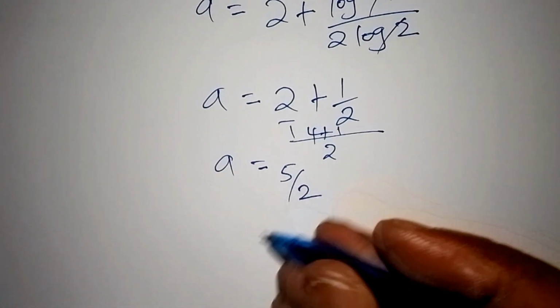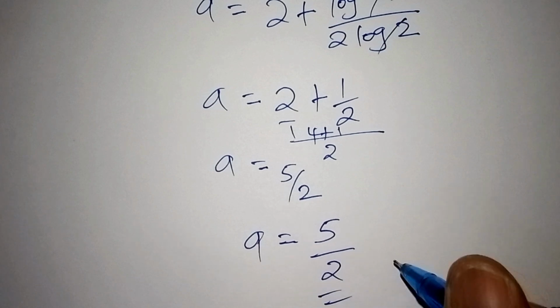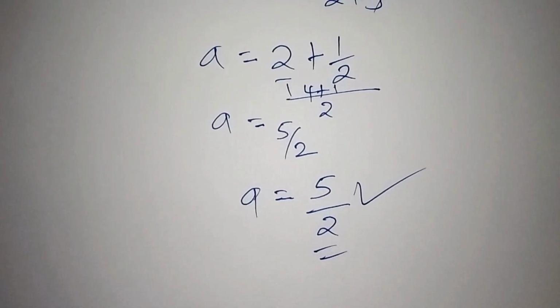So finally the value for a is equal to 5 over 2, and that now becomes the correct answer. If you really got it and worked it out that way, you've done the right thing.